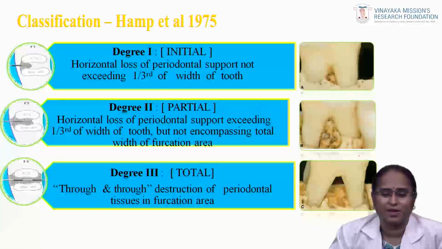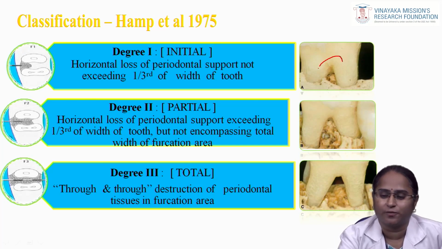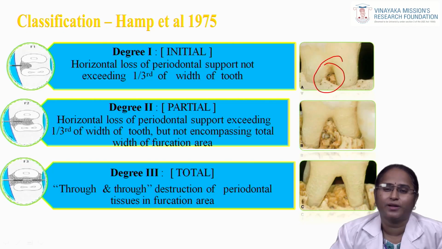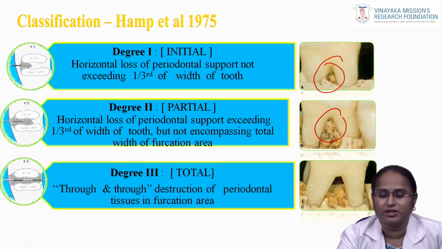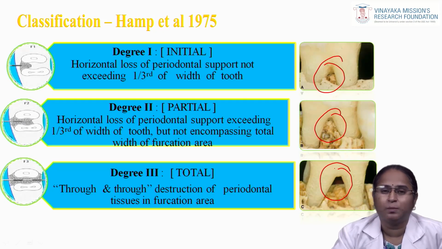Next, coming to Hamp's classification, Hamp et al. in 1975 gave a classification based on the horizontal defect, that is, horizontal loss of periodontal support not exceeding 1/3 of the width of the tooth. In degree 2, there is horizontal loss of periodontal support exceeding 1/3 of the width of the tooth but not encompassing the total width of the furcation area. In degree 3, it is complete, a through and through lesion, like grade 4 in Glickman's classification. There is complete involvement of both buccal and lingual furcation, and intact bone will not be there.